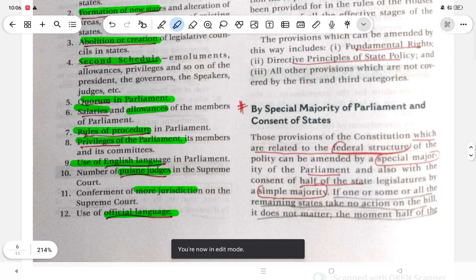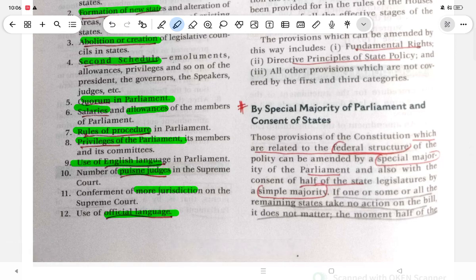The provisions which can be amended by the following way include: first, fundamental rights; second, directive principles of state policy; third, all other provisions which are not covered by the first and the second categories, by a special majority of Parliament and consent of the states.